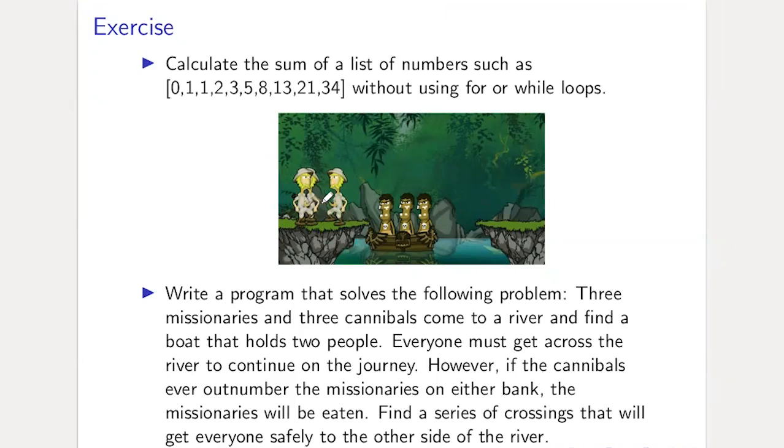So either the number of missionaries and number of cannibals should be the same on a given bank, or there should be only missionaries or only cannibals on a given bank. Then there is no problem. Suppose on this bank you only have cannibals, then there's no problem. Or you only have missionaries, then there is no problem. Or you have equal numbers, then there is no problem.